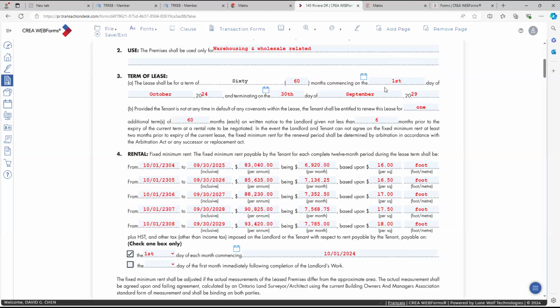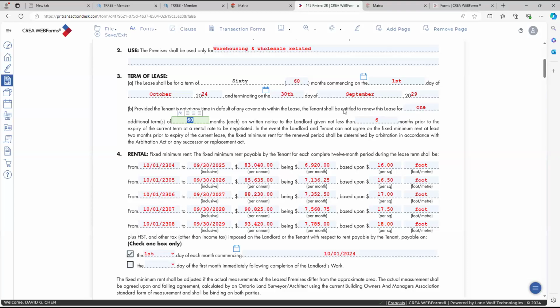So this term will be 5 years, from October 1st until September 30, 2029. That's a 5 year term. Besides, if the lease expires after the 5 year term, I need another 5 years. So there will be one additional term for 5 years. That's another additional term for 5 years.